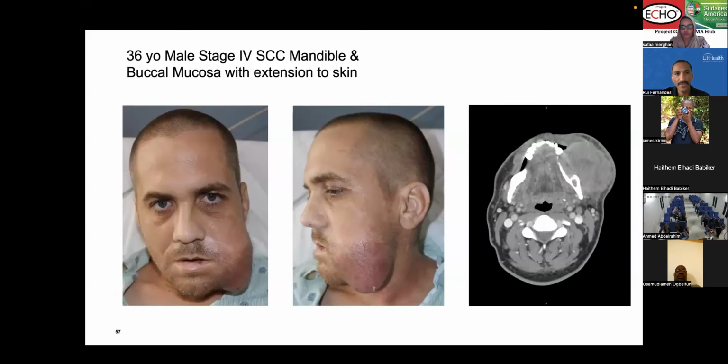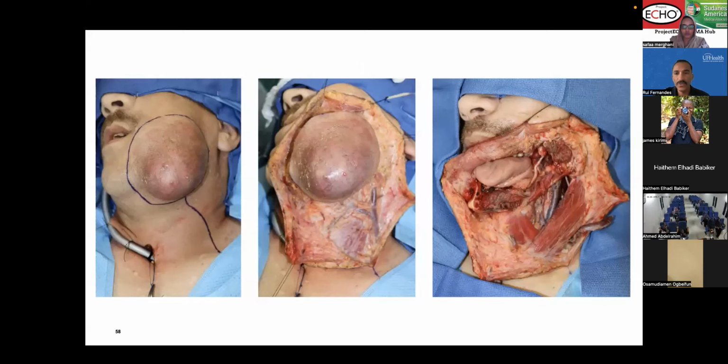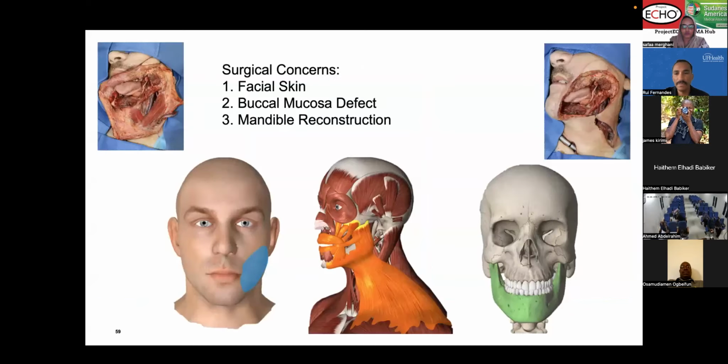This is a young man, 36-year-old, with an aggressive tumor that's coming through the skin, necessitating a pretty large resection through and through, as well as mandible. For him, those deficits were skin, buccal mucosa, and mandible. And I opted to tackle him, as you can see here, with 2 different flaps.